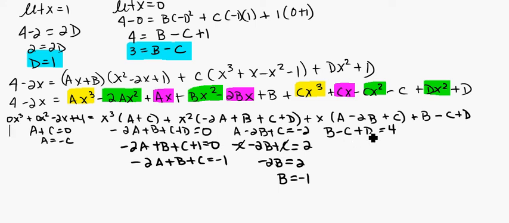Here I know b is negative 1 and d is equal to 1. So negative 1 minus c plus 1 for d is equal to 4. These two cancel out, so I'm left with negative c equals 4. C equals negative 4. And since a is the opposite of c, it must mean a is equal to 4.